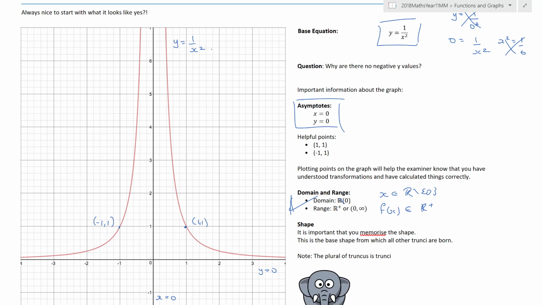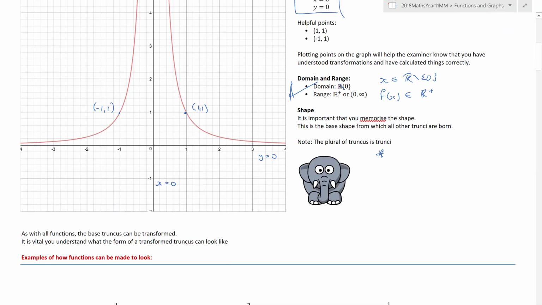And as I say, for all of the 4 main graphs you're going to deal with, you really should memorize this. And for a piece of useless information, the plural of truncus is in fact trunci with a single I. And I think of truncuses, and I think of elephants, and I think, oh, bless the little hearts.